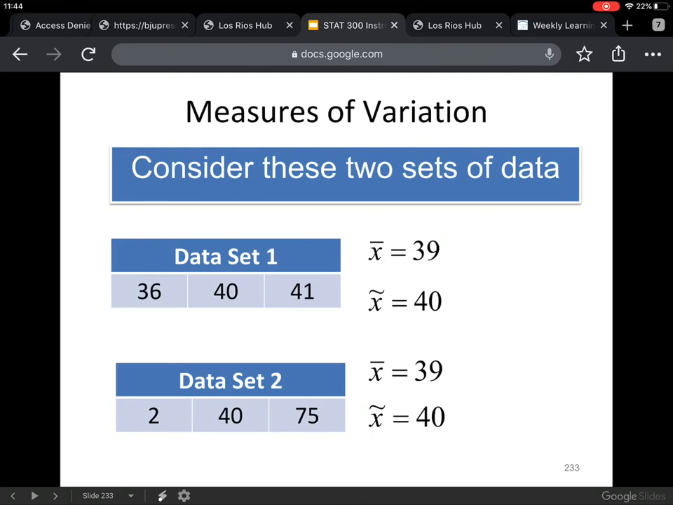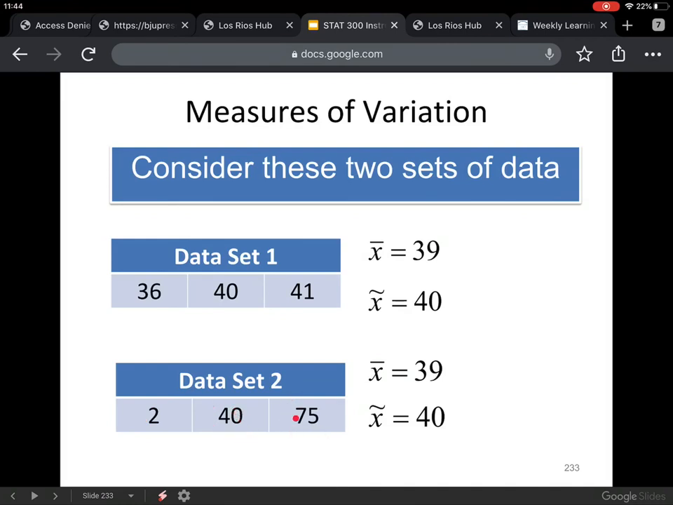Finally, consider these two data sets. If I gave you 36, 40, and 41, and asked you to find the average, the arithmetic average, add them all up, divide by 3, and you get the number 39. What's the median? The median is the middle value, which is 40, when the data set is written from least to greatest. If I take another data set, number 2, and we have 2, 40, and 75.